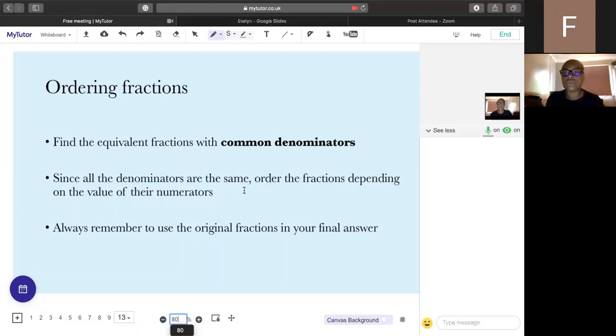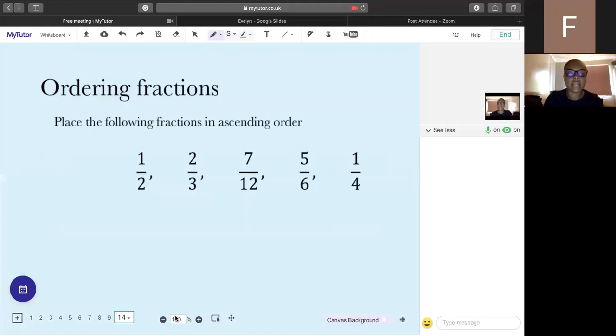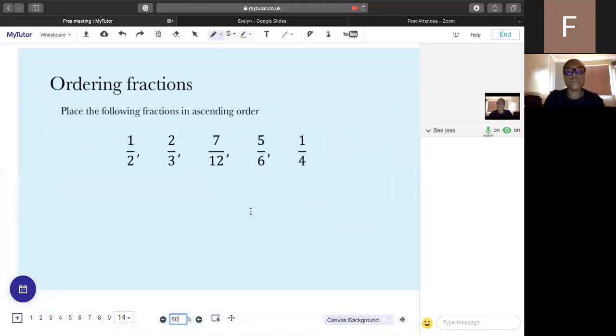Now, since all your denominators are the same by this point, you can just order your fractions depending on the value of their numerators. So always remember to use the original fractions in your final answer. So always give your answer in terms of the fractions that they gave you, rather than the equivalent fractions that you've worked out. So I'm going to show you exactly what I mean with this example question. So we want to place these fractions in ascending order.